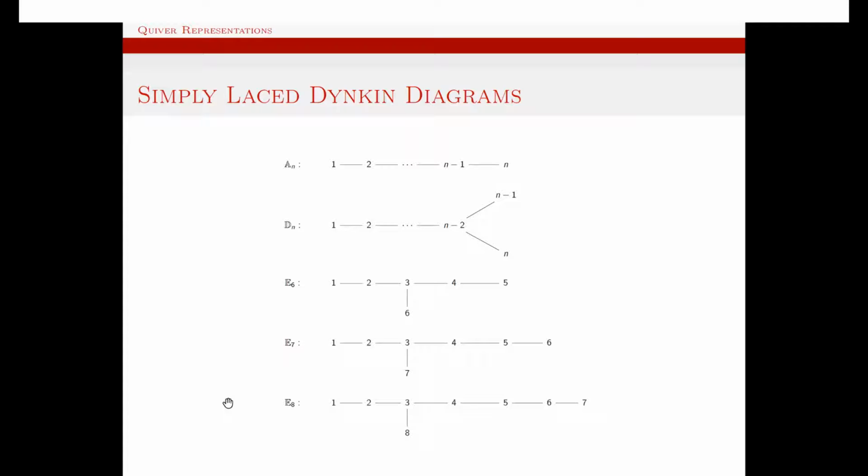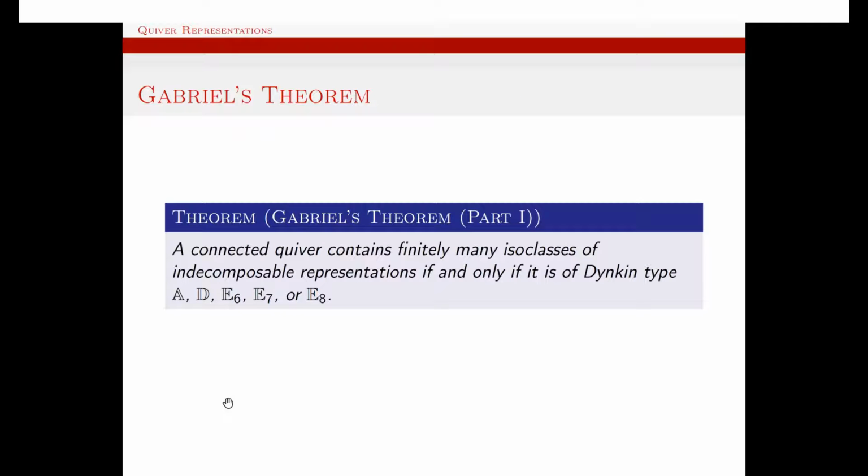And what Gabriel's theorem tells us is that a connected quiver contains finitely many isoclasses of indecomposable representations if and only if it is of Dynkin type A, D, E6, E7, or E8. So Dynkin type means that the underlying graph, regardless of which direction the arrows are pointing, looks like one of the Dynkin diagrams of A, D, or E. And we also want to deal with connected quivers just for simplicity's sake, because we could have disconnected quivers that are just two Dynkin diagrams next to each other, but that's not really telling us anything special outside of what if we were just looking at one of them.